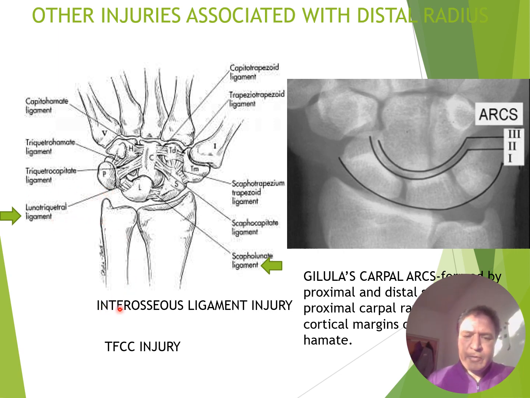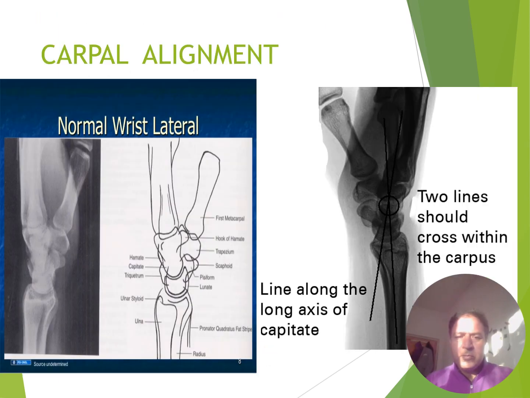So we have interosseous ligament injury. Now you can remember that the Gilula's carpal arcs are formed by the proximal and distal carpal row, radial and cortical margins of the hamate. TFCC injury, interosseous TFCC injury. Now we have normal wrist lateral carpal alignment.